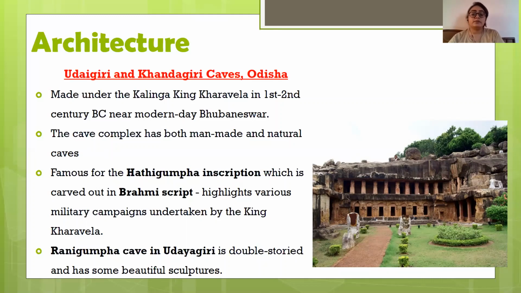We will be studying about it in further slides as well. These caves are famous for the Hathi Gumpha inscription, or in English it is called Elephant Cave inscription. It is in Brahmi script and it highlights various military campaigns undertaken by the king Kharavela. So Udaygiri and Khandagiri caves, Hathi Gumpha inscription, King Kharavela, all are related. The Hathi Gumpha inscription comes under Udaygiri and Khandagiri caves. This Hathi Gumpha inscription is in Brahmi script. Now this Hathi Gumpha inscription is related to which king? It is related to King Kharavela.